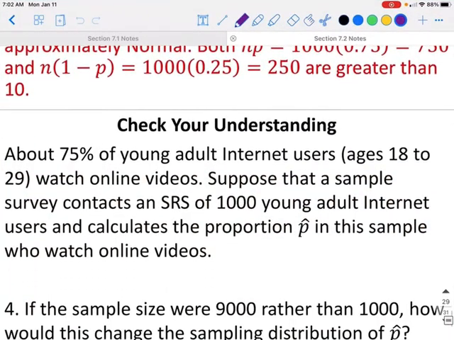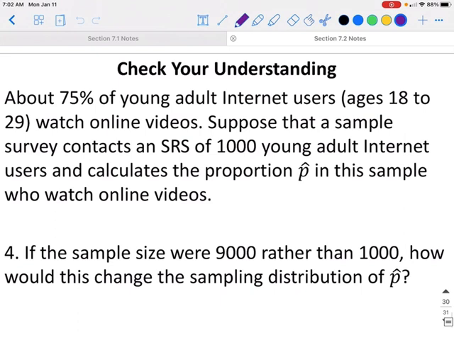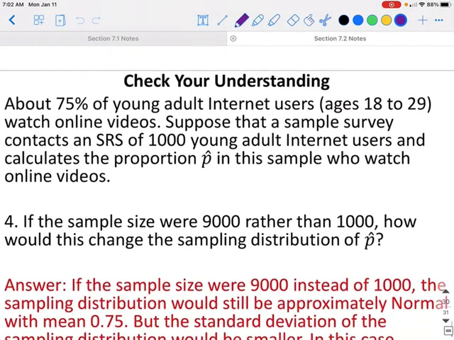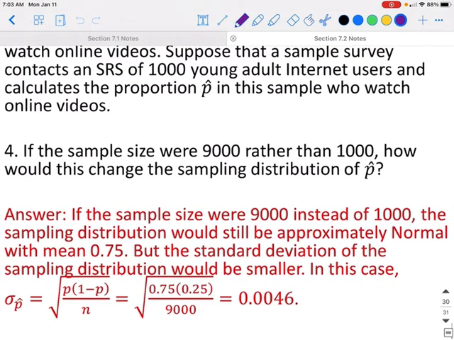If the sample size were 9,000 rather than 1,000, how would that change the sampling distribution of p hat? Remember, as the sample size gets larger, the variability of your sampling distribution gets smaller. So the standard deviation in this case would become much smaller, but the mean of our p hats, or the p value, would remain the same.